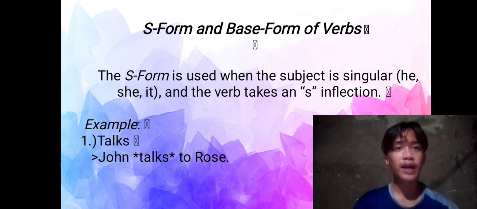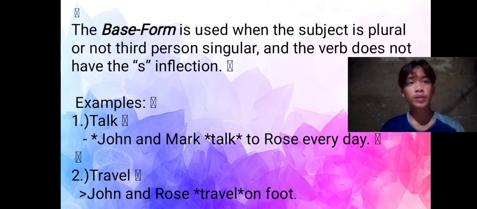So next we have the base form. Base form is used when the subject is plural or not third person singular and the verb does not have the s inflection. So we have the examples here. The example here is talk. So John and Mark talk to Rose every day. So we don't need an s in the verb because our subject here is plural, which is John and Mark.